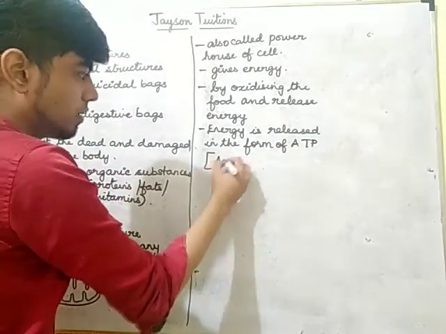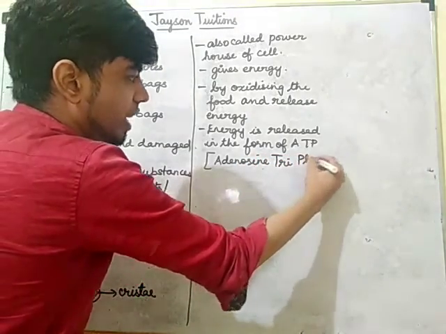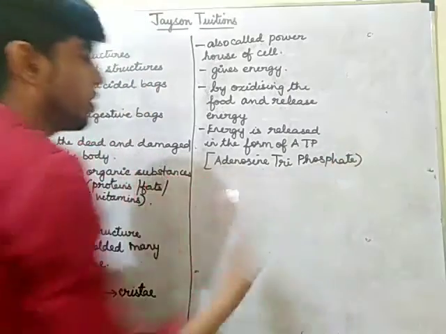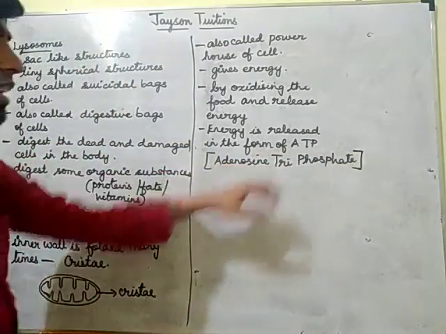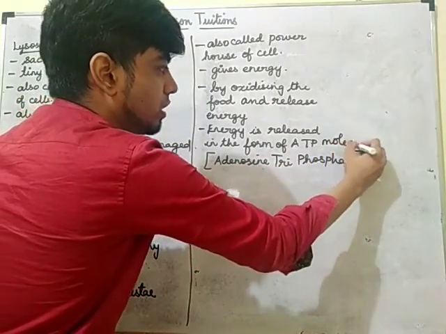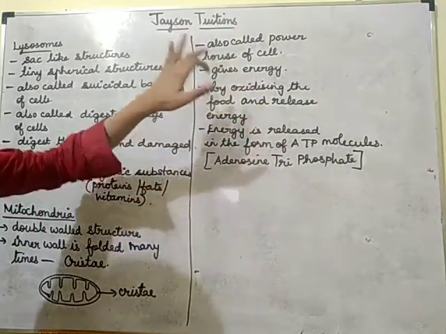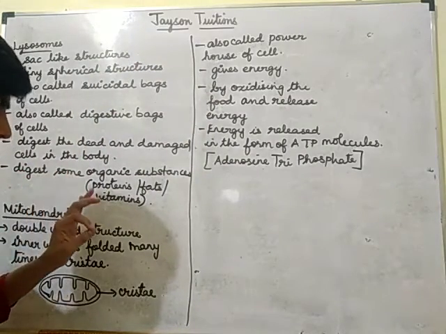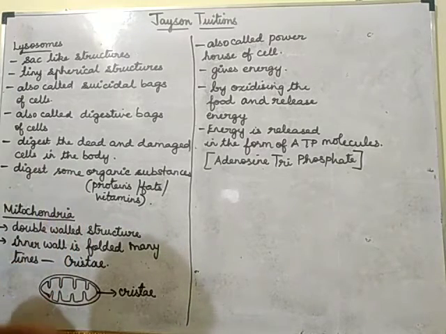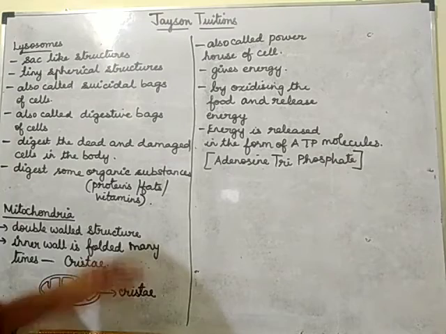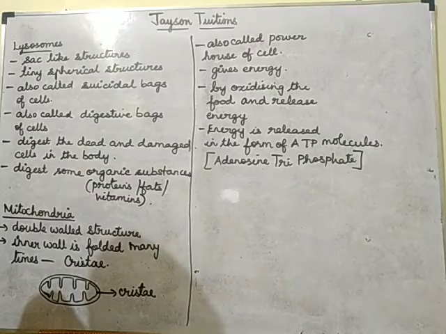ATP means adenosine triphosphate. So it will oxidize the food and it will release ATP molecules. These ATP molecules only will provide energy to the cell. So that is why this mitochondria is called the powerhouse of the cell. Understood? So the next cell organelle is plastids. In plastids we will be studying different types of plastids, that we will continue in the next class.